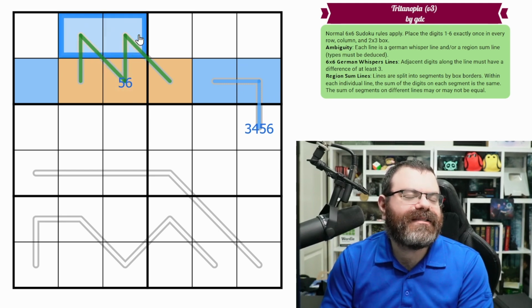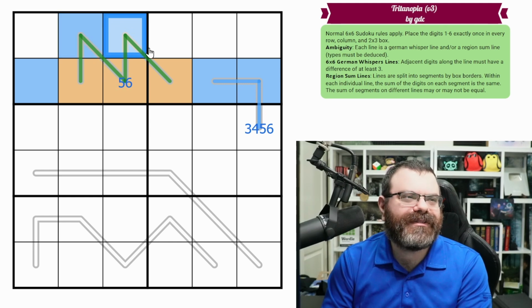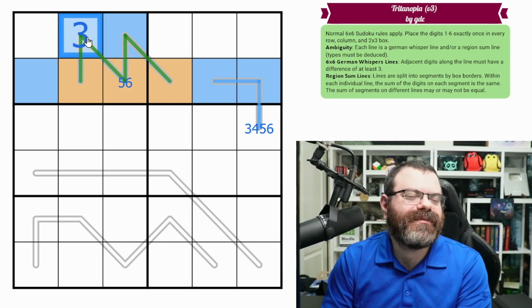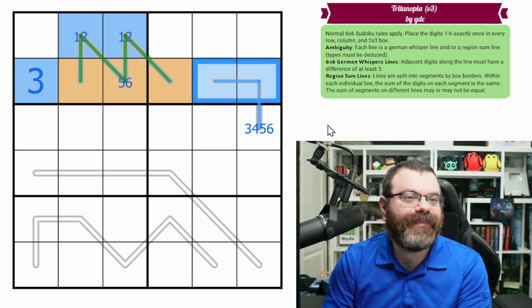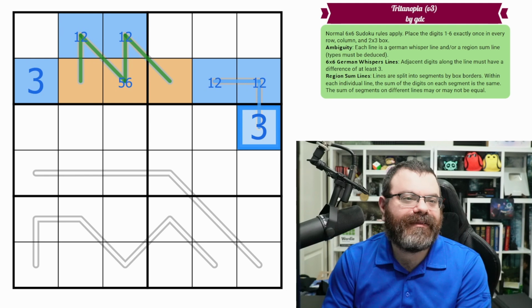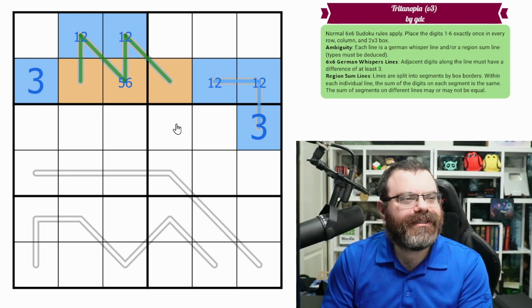Similarly, this cell and this cell are not allowed to be 3s for the same reason. If this was a 3, these would both be 6. So these are limited to 1, 2 only, making this the 3, making this 1, 2, making this a 3, and that is actually blue. All right, we need to finish the box with an orange.